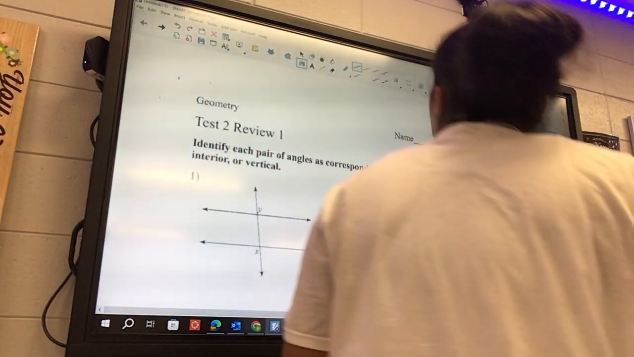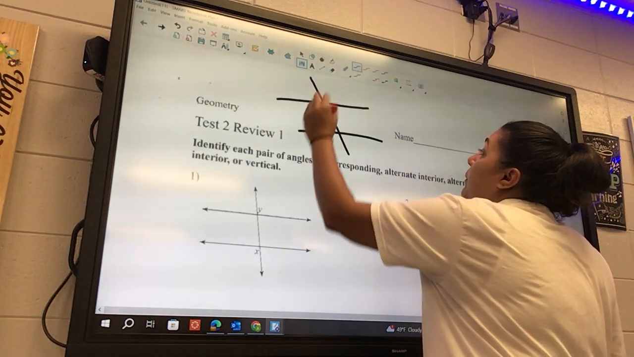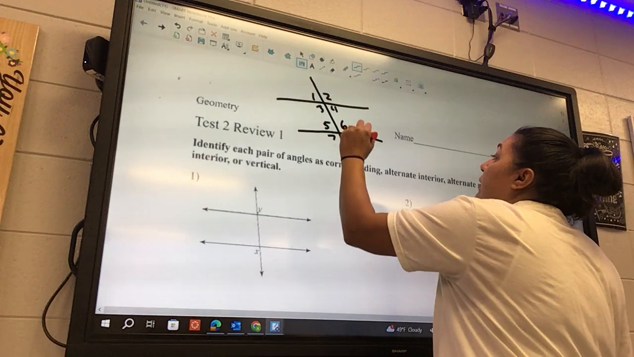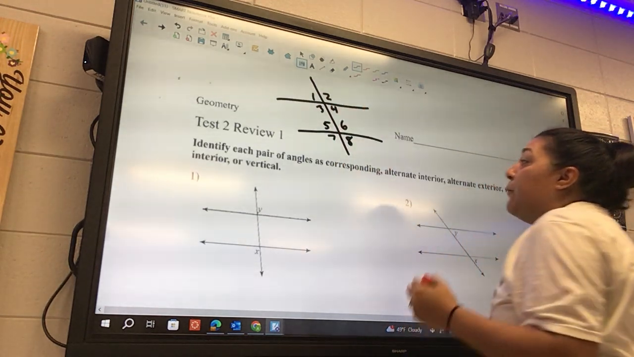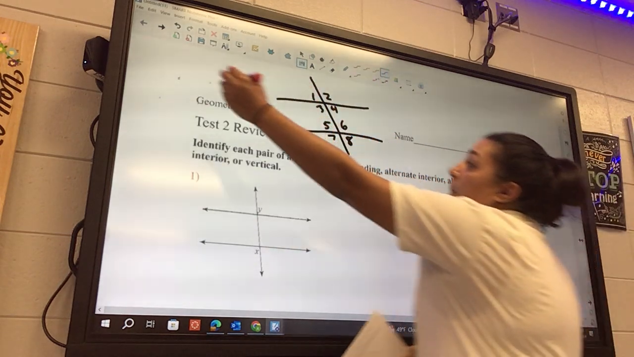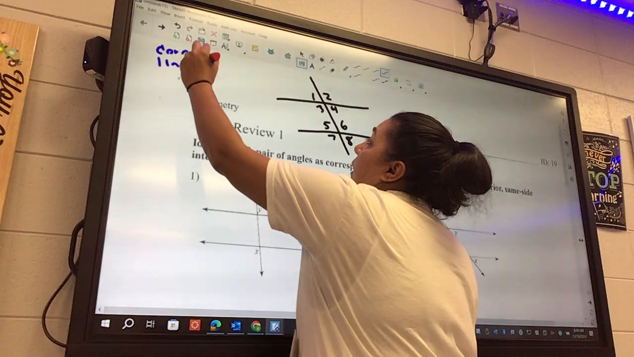All exterior, same side, vertical. So I'm just going to draw a single line and then put 1, 2, 3, 4, 5, 6, 7, 8. Okay, so if we're doing corresponding, what are correspondings? One's inside, one's outside. So you've got 1 in, 1 out.